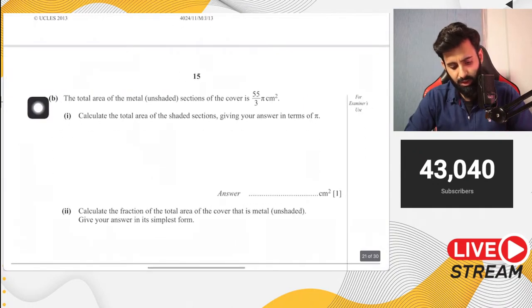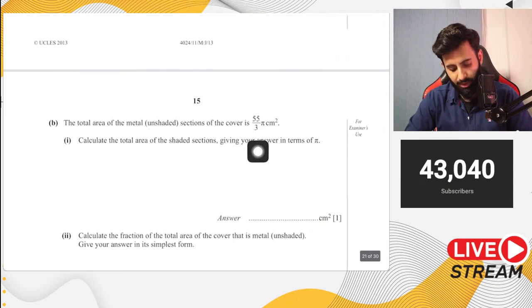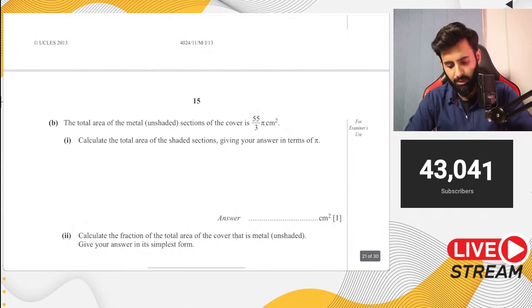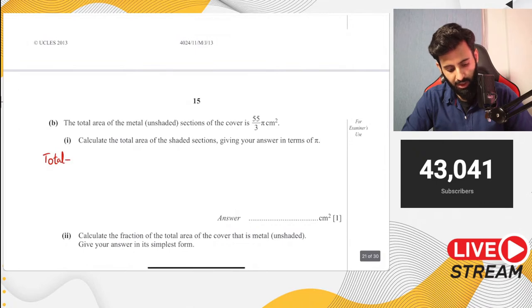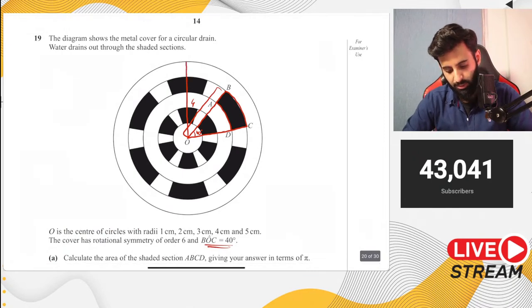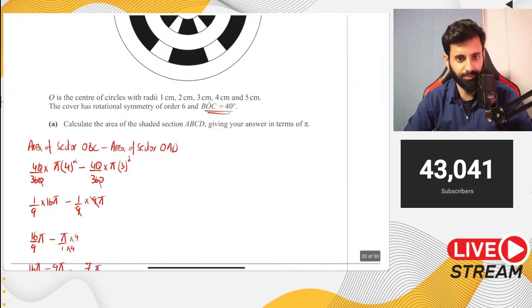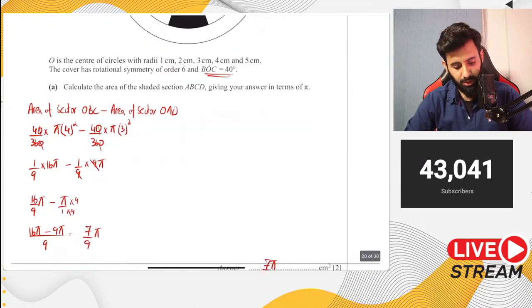Part B says, the total area of the metal unshaded sections of the cover is 55 upon 3. Calculate the total area of the shaded sections, giving your answer in terms of pi. So that's pretty easy. That is going to be total minus shaded equals unshaded. Now, how will I work out the total area? The total area is going to be equal to pi r squared, and the radius that we're going to use is 5.